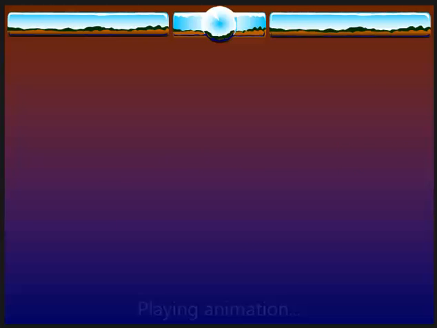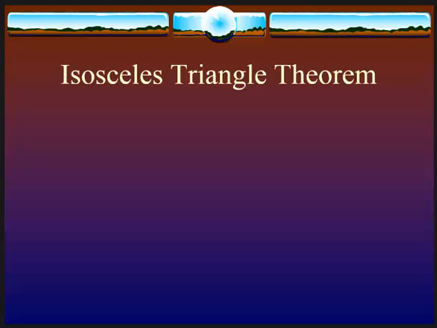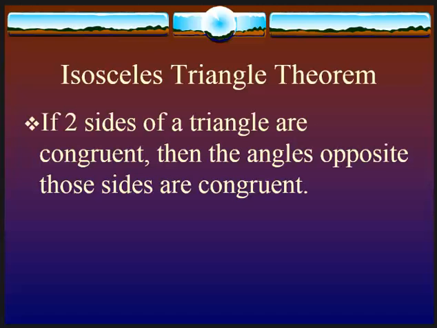We have a theorem called the isosceles triangle theorem. It says that if two sides of a triangle are congruent, making it isosceles, then the angles that are opposite those two sides are also congruent. So here is an isosceles triangle. We know it because we have actual numbers, actual length values here instead of congruency marks, and they're both the same. So this is isosceles.